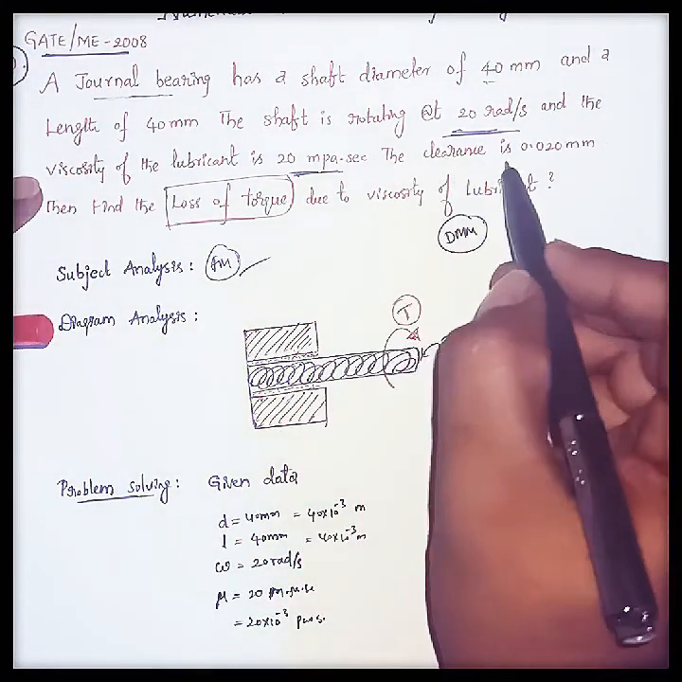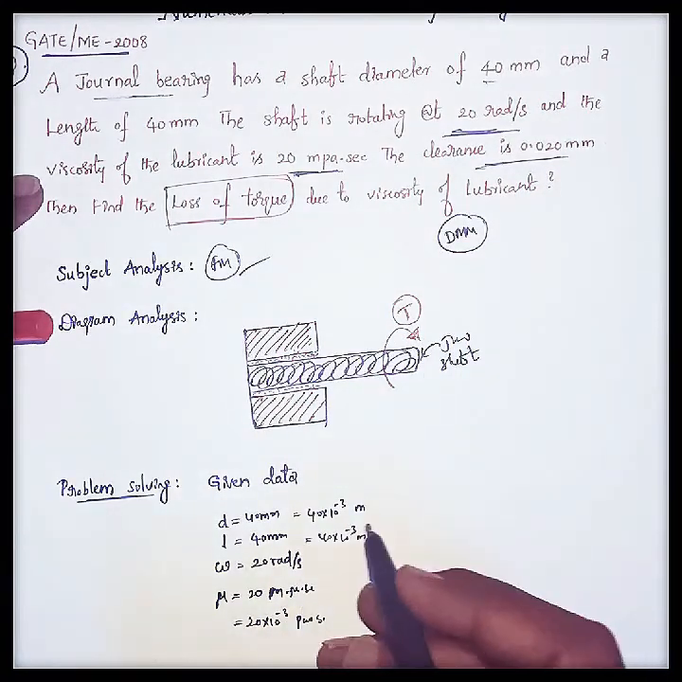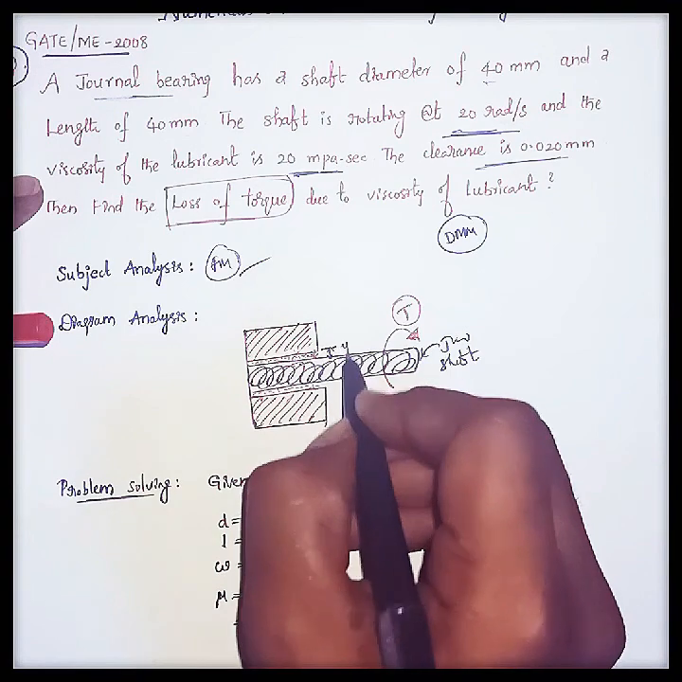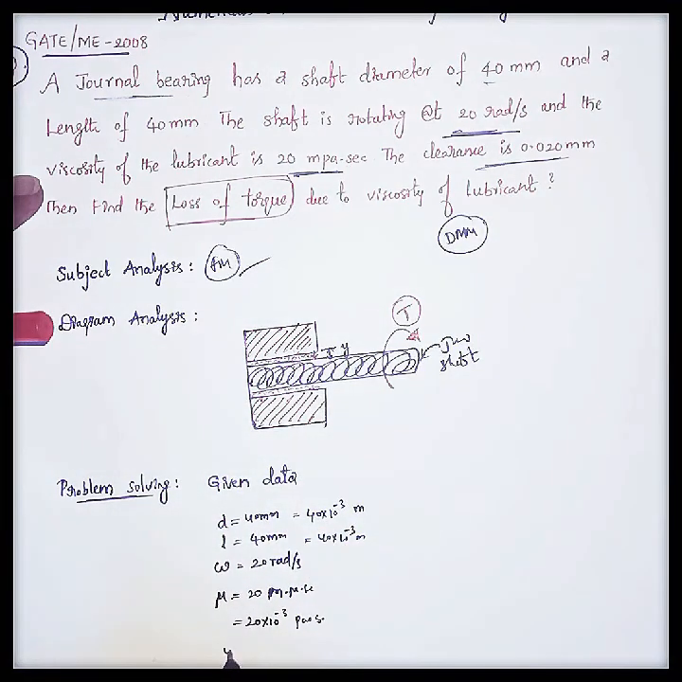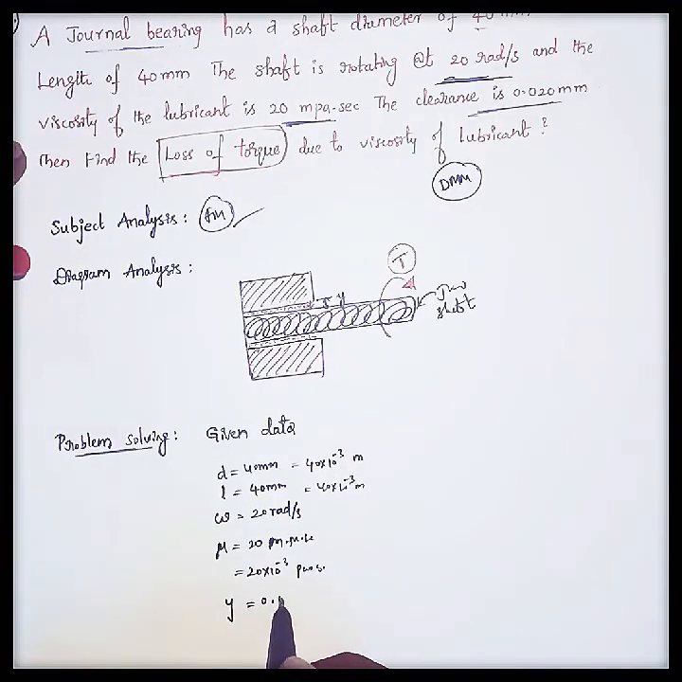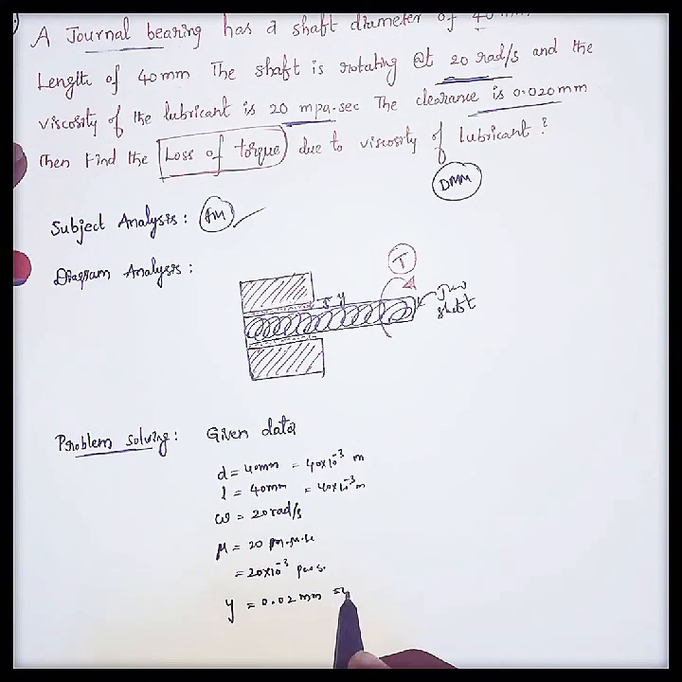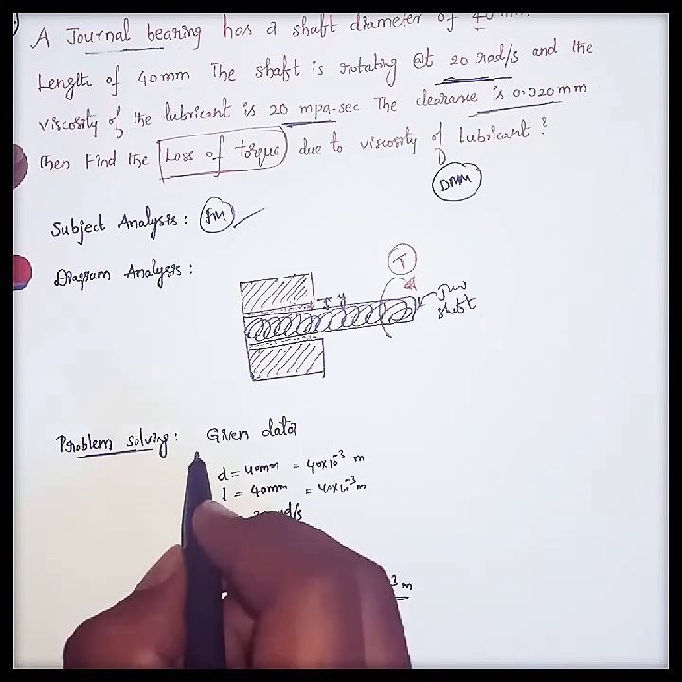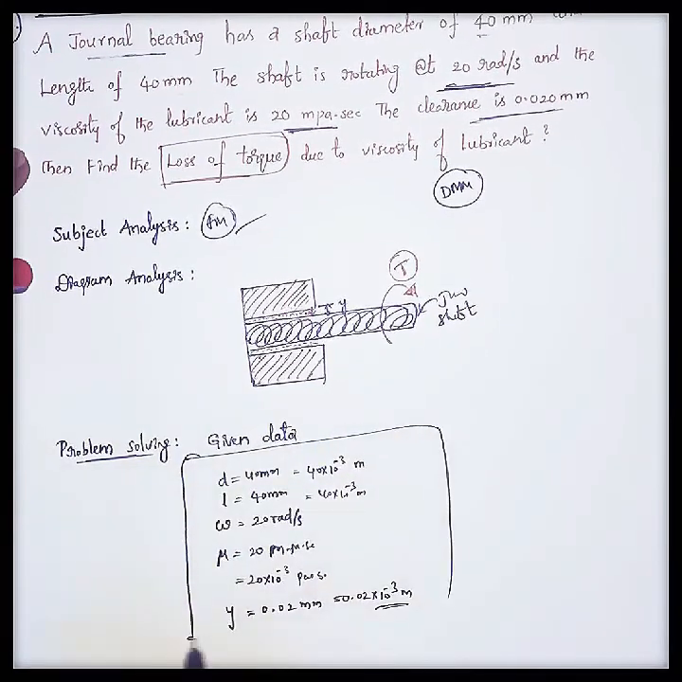And one more given data, the clearance. The clearance is the gap between the shaft and bearing, that is why y equal to 0.02 mm, that is 0.02 into 10 power minus 3 meters. This is the given data in the question.